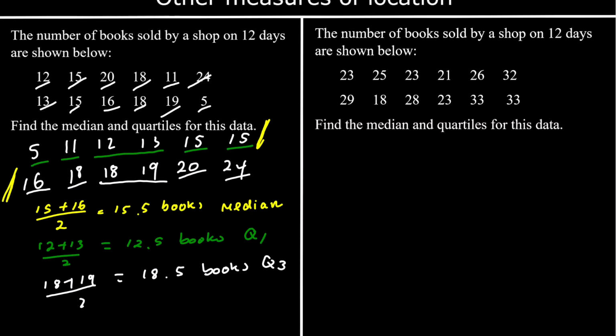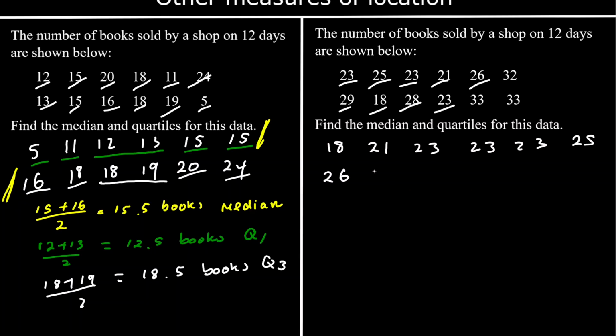So to find the median and the quartiles, we need to order the numbers first. So we have 18, 21, 3 23s, 25, 26, 28, 29, 32, 33, 33. The median, halfway.